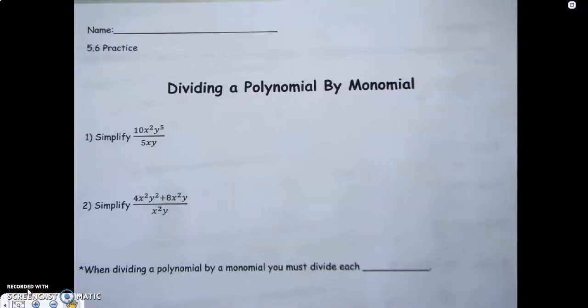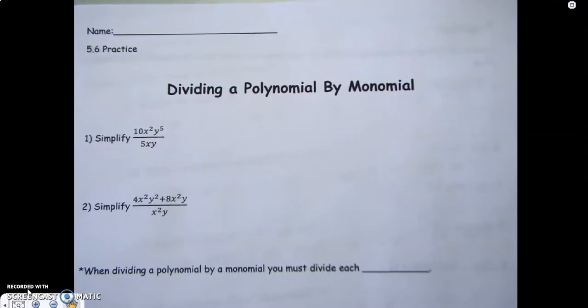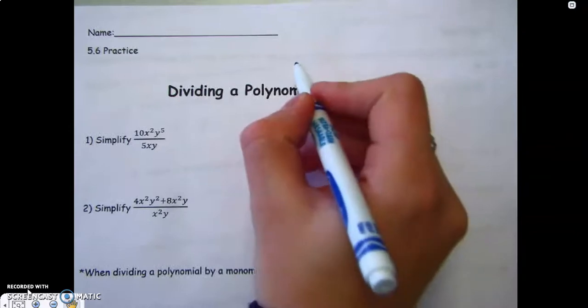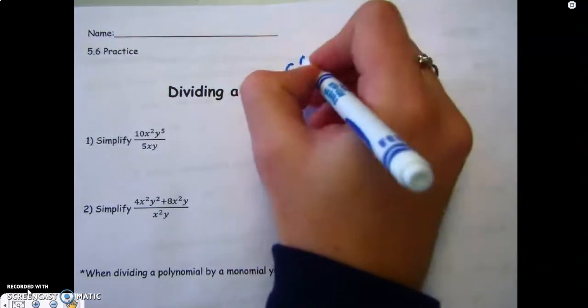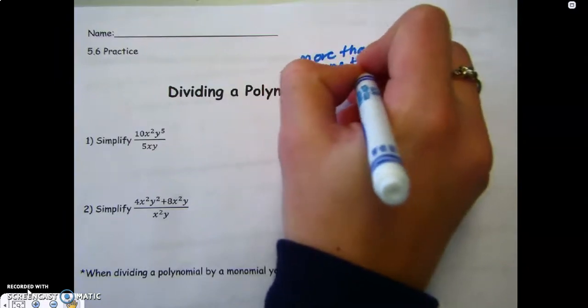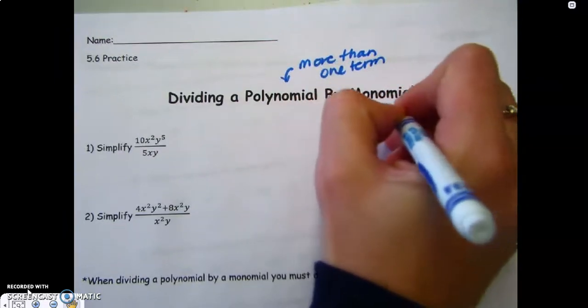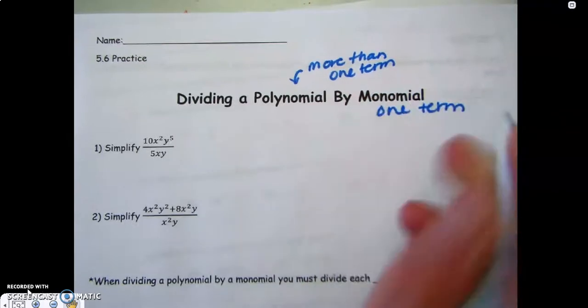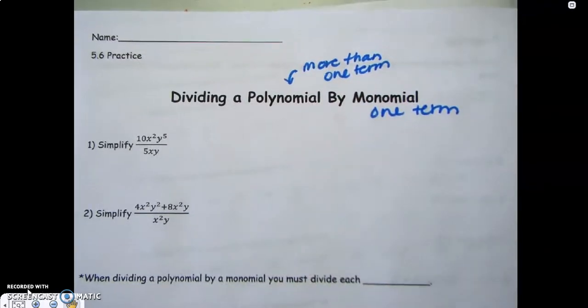Okay, so in this lesson, we're going to learn two different topics, very similar. But the first one is we're going to look closely at dividing a polynomial by a monomial. If you remember from the first day this week, a polynomial is more than one term, and a monomial is one term. So you're going to divide something with a ton of terms by something with only one term. And so it's really important to know the difference of doing both.